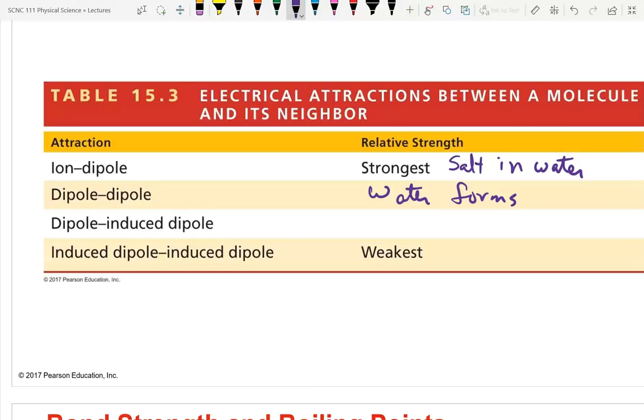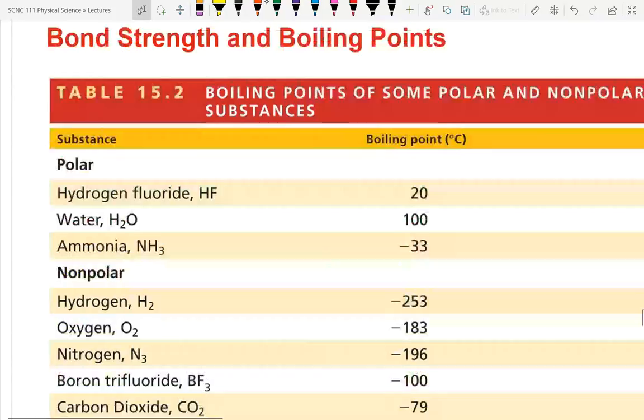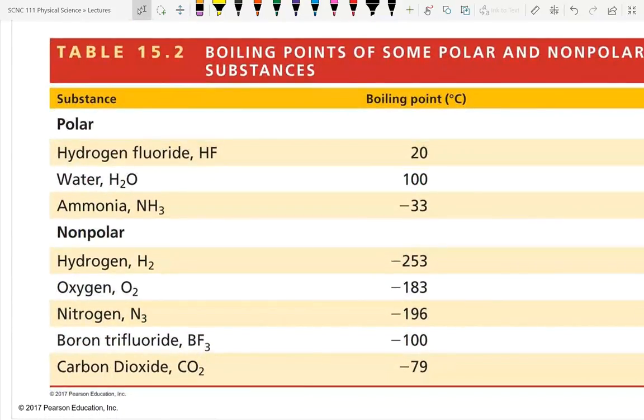And then dipole, induced dipole. The example we used was water and oxygen. And notice I said oxygen molecules, that's O2. And then the weakest, the induced dipole. So here's some information to help us see how these work out.